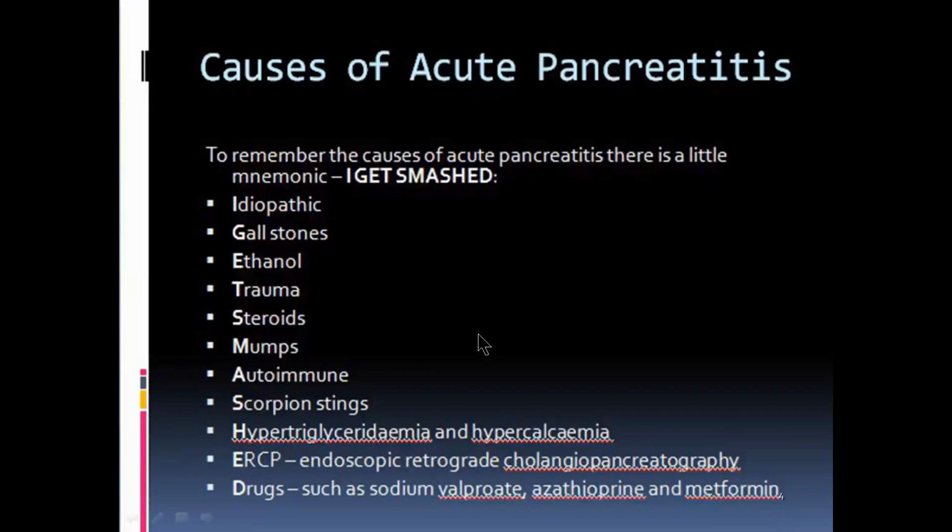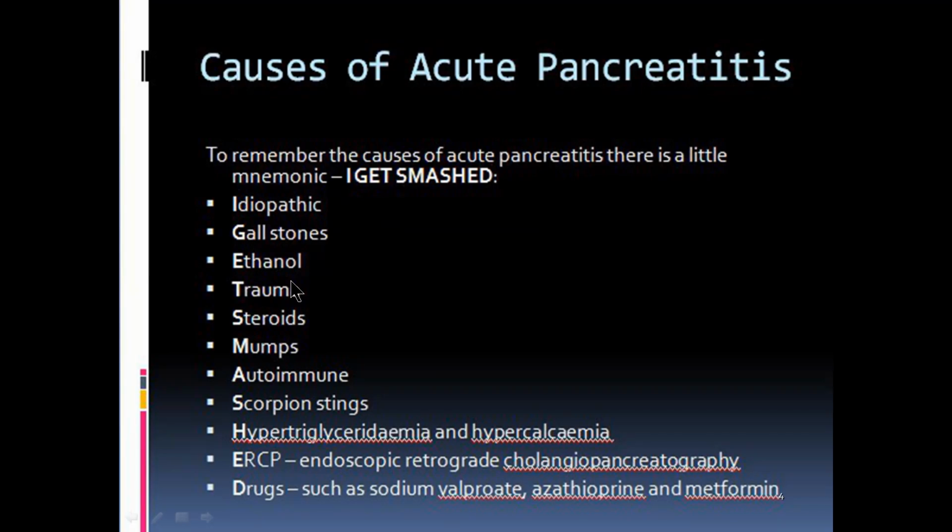Now, what are the causes of pancreatitis? A very good mnemonic is I GET SMASHED. By this mnemonic, you can get the causes of acute pancreatitis. So I for idiopathic, G for gallstone, which is one of the most common causes of acute pancreatitis. E for ethanol, which is the second most common cause.